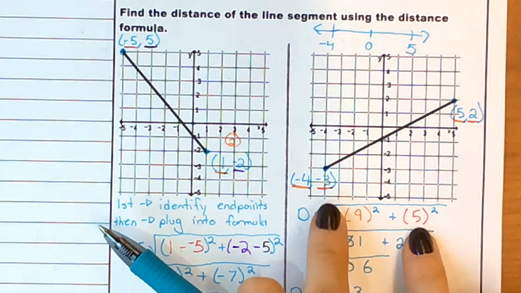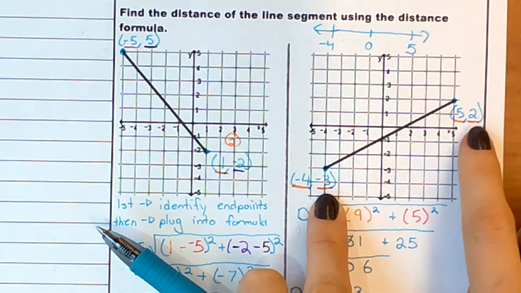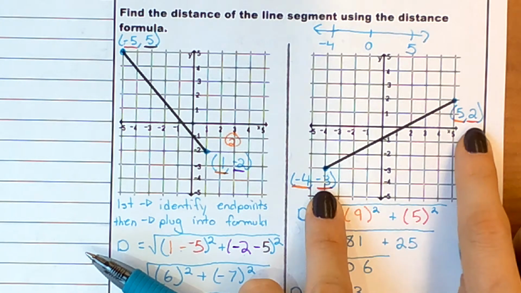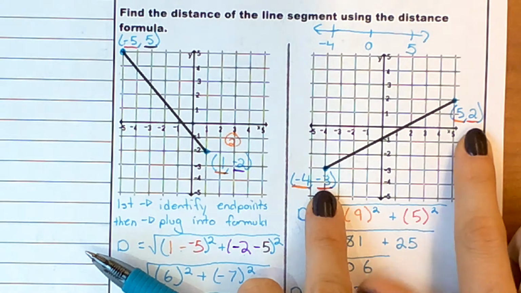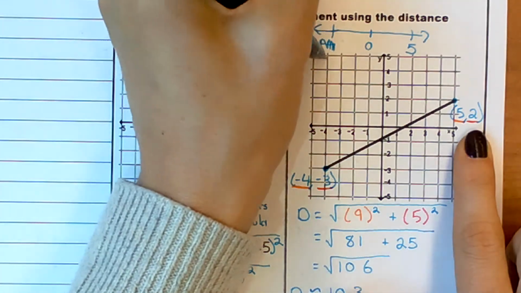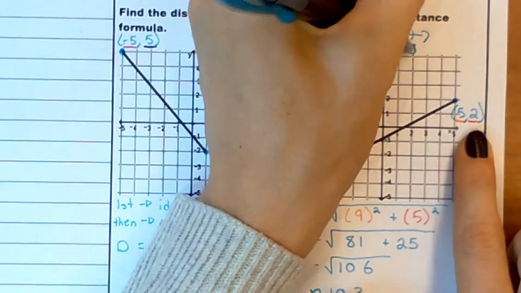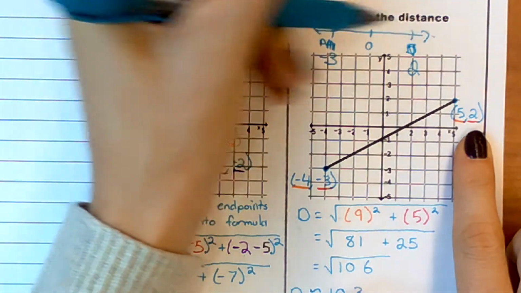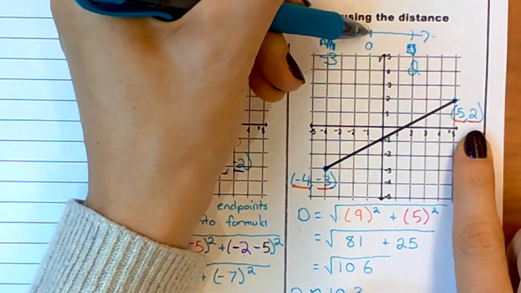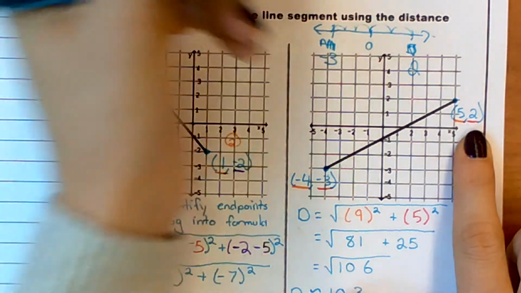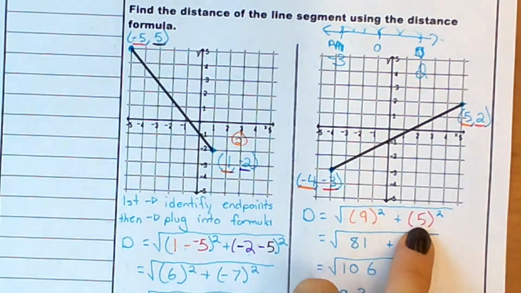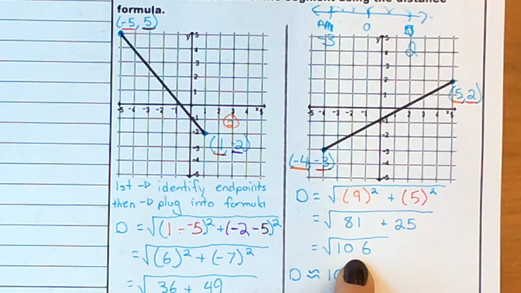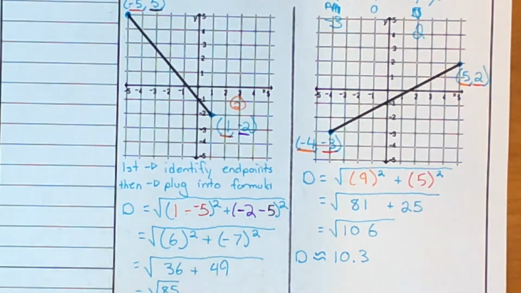And then for my change in y's, I've got -3 and I have a +2. So what's the distance between a -3 and a +2? So we'll change this. We'll make that -3, and that's 2. So in order to go from -3 to 2, I have to go 1, 2, 3, 4, 5. So there's going to be a 5 right there. Square both of those, add them together, square root, I get 10.3.